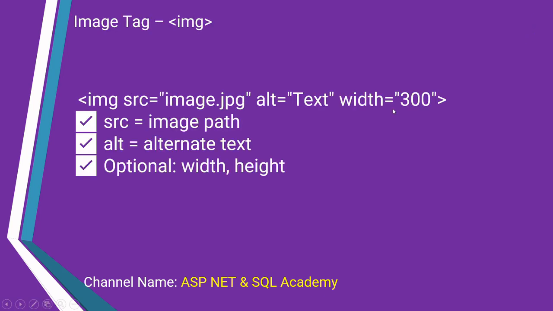The image tag embeds images. Use the src attribute for the image URL or file path and alt text for accessibility and SEO. You can also set width and height to resize the image.